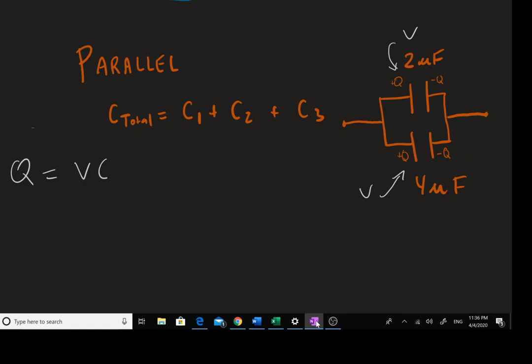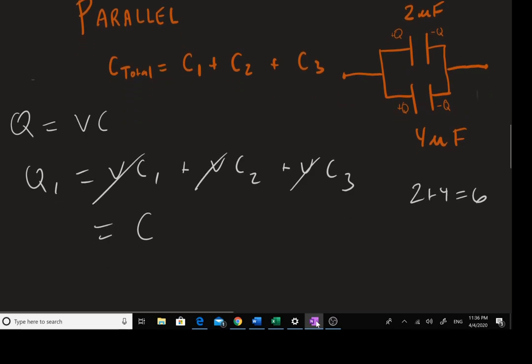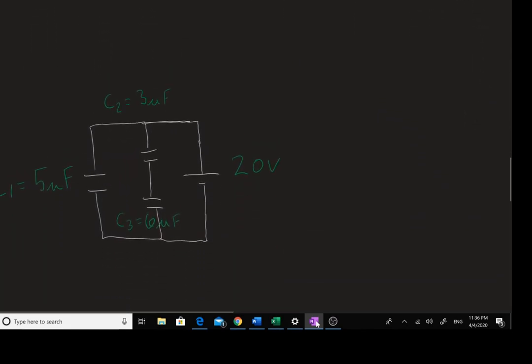So knowing that, we can just eliminate all these voltages, and we know that it'll just be the addition of each capacitor, and that'll be the total of the system. So we have the same numbers here, 2 and 4, but it's 2 plus 4 equals just 6 microfarads. So it's a lot easier than series.